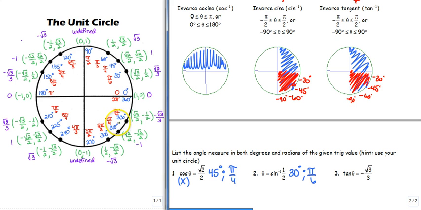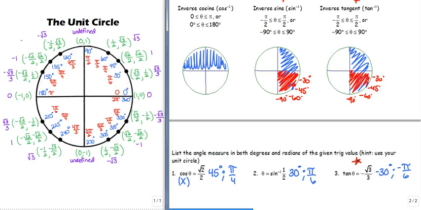But that's not how we're going to say it. Remember, we have to use negative angle measure. So 330 degrees is the same as a negative 30 degrees, which is a negative pi over 6. Very, very, very important that you remember whenever it's in quadrant 4, we are using our negative angle measures.